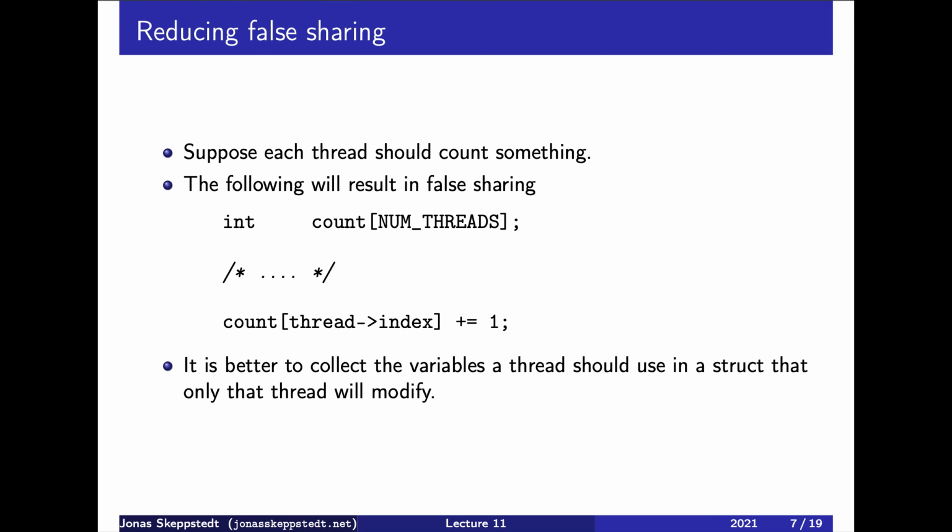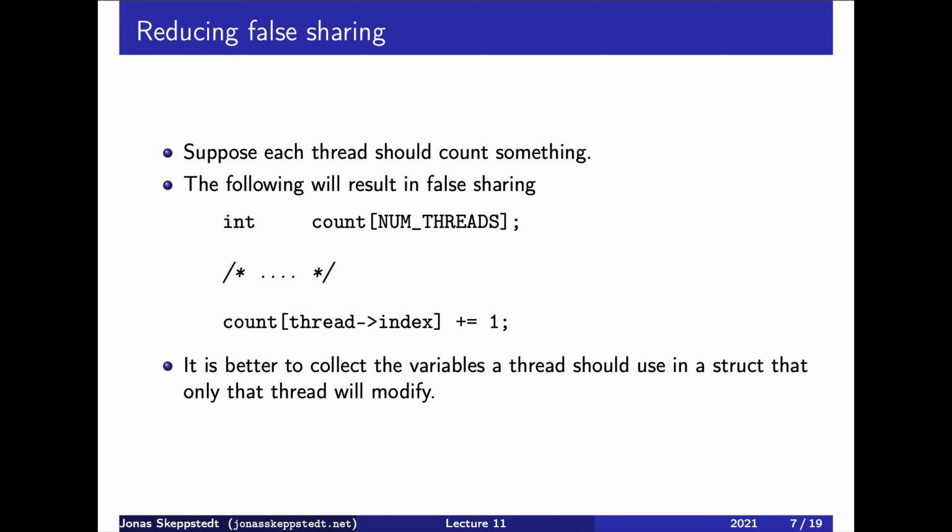So how can we avoid false sharing? This is a typical example of what we shouldn't do. Say we have a counter and each thread counts something. Now this thread increments its element in this array, and what happens? It will invalidate the counters for all the other threads.